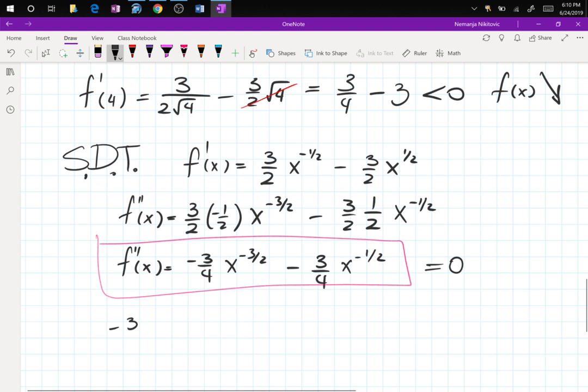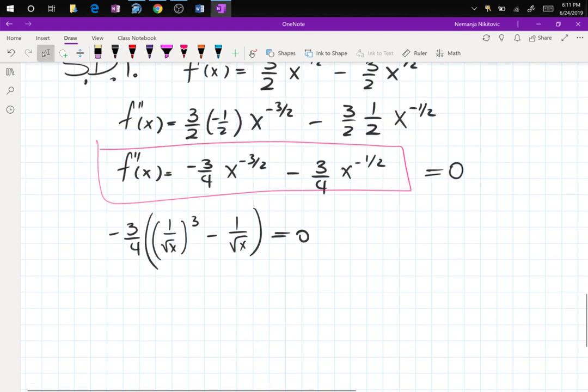So negative 3/4, I can write this as 1 over square root of x cubed minus 1 over square root of x. It will help if I write it this way, because anytime we're solving equations, factoring is our friend, the best friend.